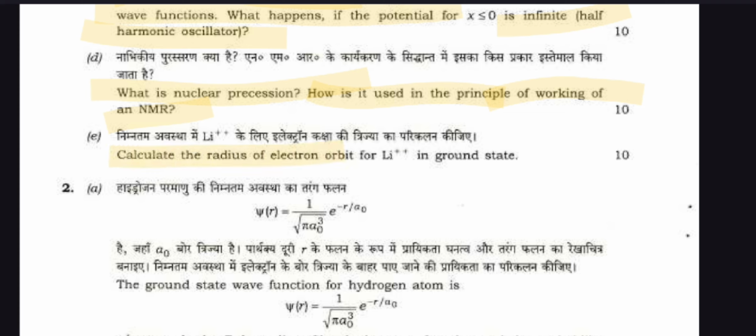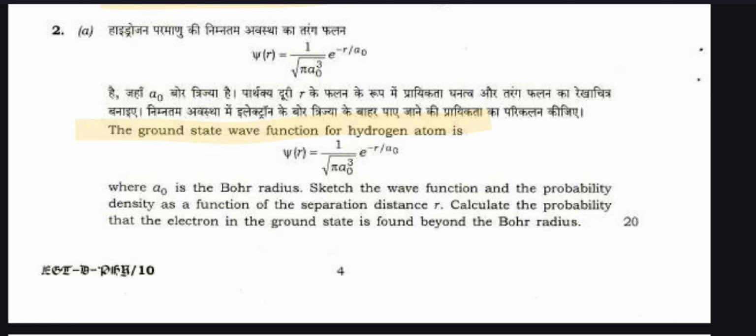Question number 2a. The ground state wave function for a hydrogen atom is psi(r) = 1 by under root pi a_0 cubed, e to the power minus r by a_0, where a_0 is the Bohr radius. Sketch the wave function and the probability density as a function of the separation distance r. Calculate the probability that the electron in the ground state is found beyond the Bohr radius.